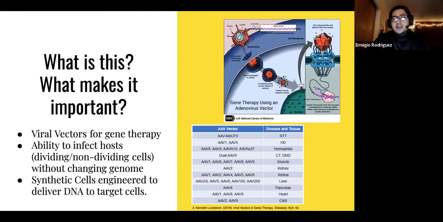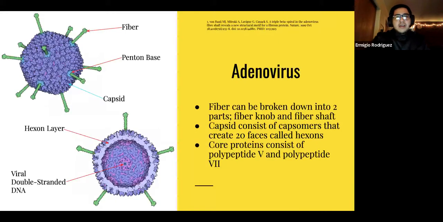So I just want to quickly go through what is an adenovirus made of? Like, what does it consist of? So adenovirus could be made up of three things: a fiber, a penton base, and a capsid. Specifically for the fiber, it could be broken down to two parts: the knob and the shaft. These figures to the right were both received from the Protein Data Bank 101. They both are related to adenovirus. It was protein of the month.